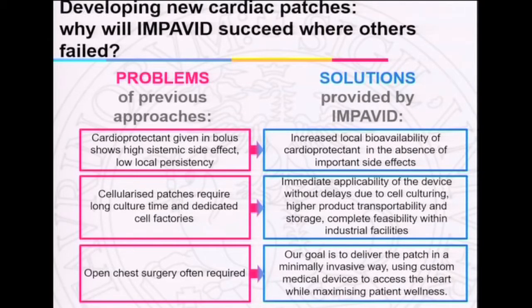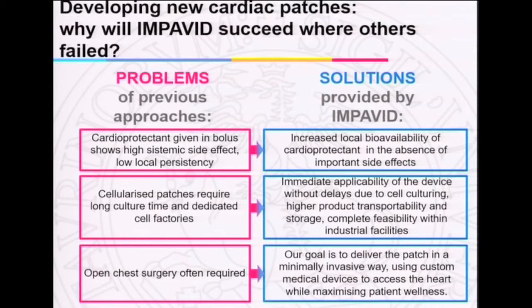So, but why should these patches succeed when previous approaches failed? We think that IMPAVIT could provide some solutions to previous problems. For instance, the fact that cardioprotectants are usually given in bolus. And this shows a very high systemic side effect and very low local persistency, while in the case of IMPAVIT, we would increase local bioavailability of the cardioprotectant in the absence of important side effects.